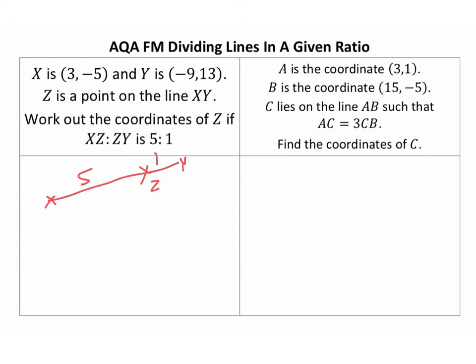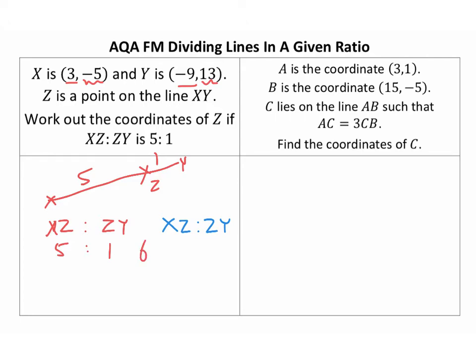The best thing to do is work out the difference between the x coordinates and split that amount, and work out the difference between the y coordinates and split that amount in the given ratio. So x to z, and z to y, and I'm going to do that twice, in blue as well: x to z, z to y. It should be out of 6, so we've got 5 to 1, so it's 6 here.